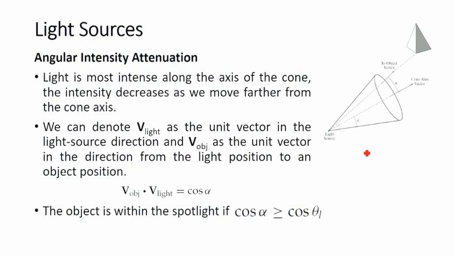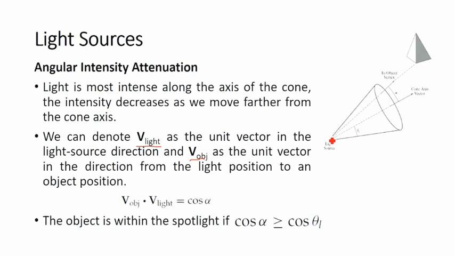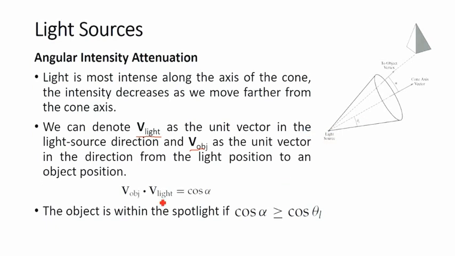Now let's say that the unit vector along the axis, let us call it V light. Let us say this is the unit vector along this axis, and we'll take a unit vector along the object direction with respect to the spotlight position. Then, since it's a unit vector, the dot product between these two vectors gives us the cos of the angle between them, that is cos of alpha. So even if we don't know alpha, but if we know unit vectors along these two directions, then we can easily model this attenuation.